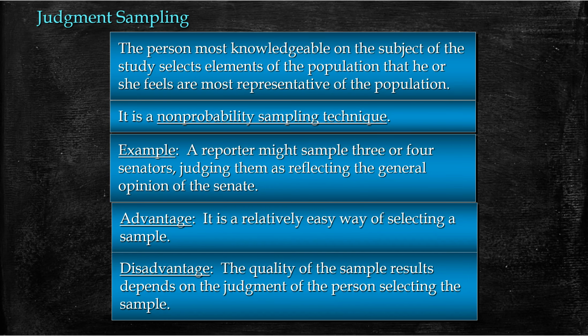Okay. And then judgment sampling would be one of our last ones here, where again, we use our own subjective method to figure out, hey, who makes the most sense to ask this question to? And so one of the examples here, a reporter might sample 3 or 4 senators, judging them as reflecting the general opinion of the Senate, right?